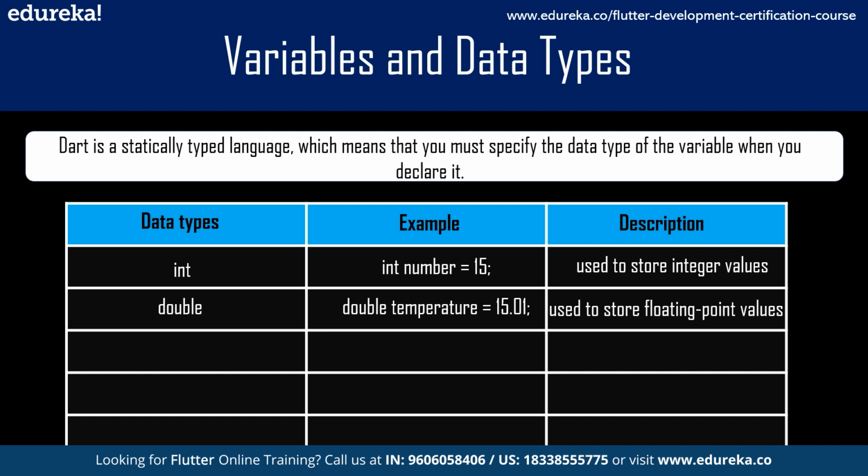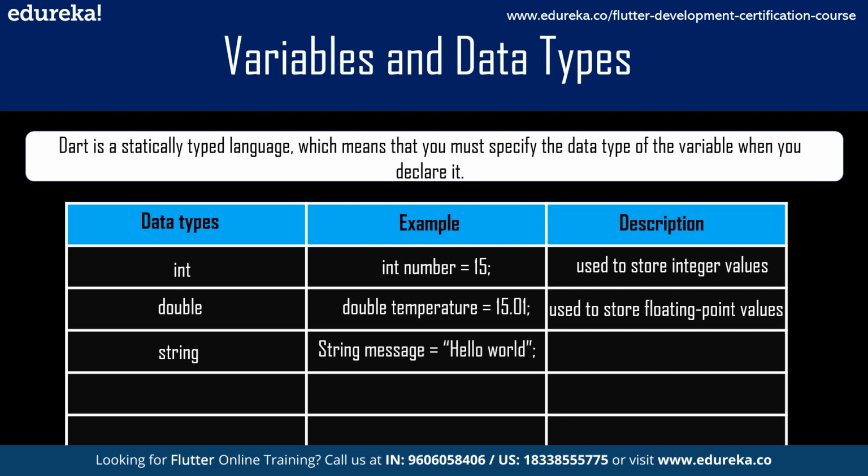So the double data type in Dart represents a 64-bit floating point number. For example, the value 15.01 is a double value. The keyword for double is double itself, and it is used to represent floating point values.